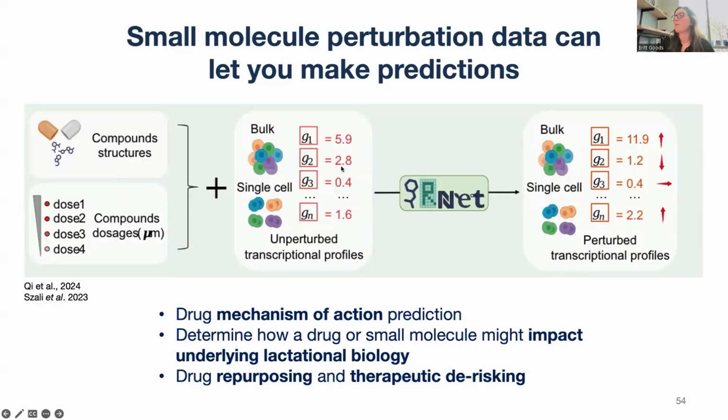And the reason that these perturbation data sets are so useful is because they're really, really valuable for training machine learning approaches for certain tasks.